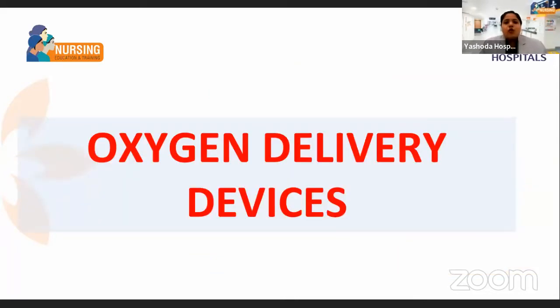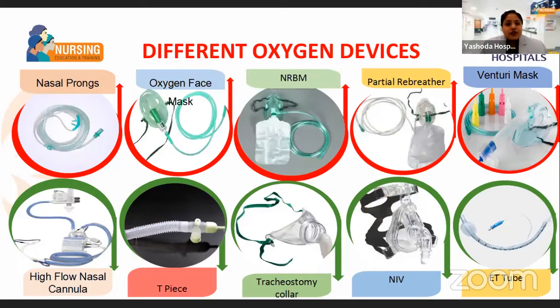So these are all the different oxygen devices where everyone knows low flow, mixed flow, or else high flow devices. And here in detail, we are going to look into all the devices like nasal prongs, venturi mask, high flow nasal cannula, T-piece, tracheostomy, non-invasive ventilation, and ET tube. So all these things we look at in detail.